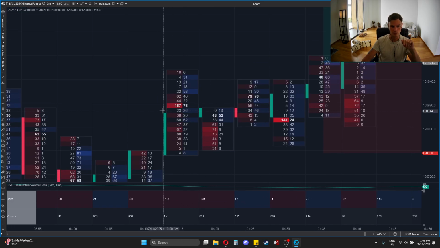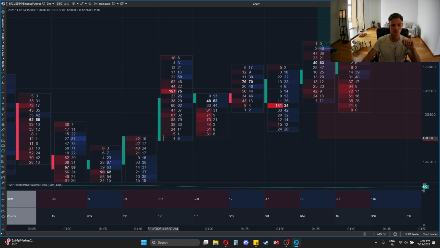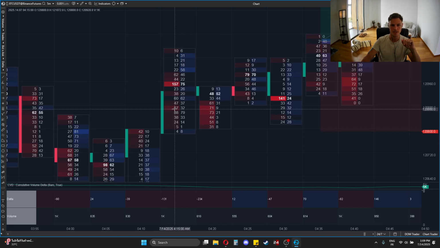Now, another clue, look at this particular price line here at 120,960. You had 157 contracts, sell contracts, market sellers, versus only 75. You had twice as many sellers here, okay? And yet that candle closed bullish. Here you had 67 versus 32, twice as many sellers.